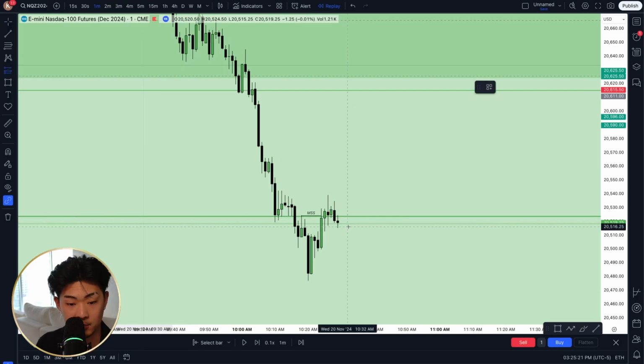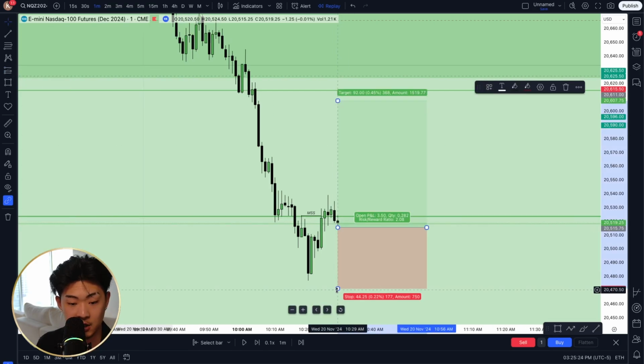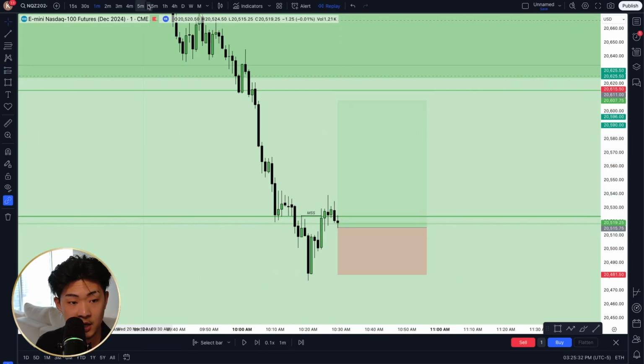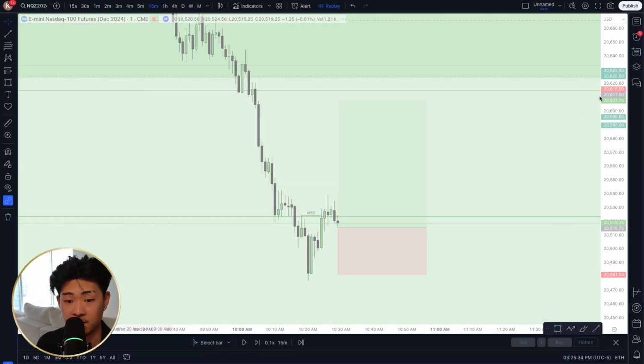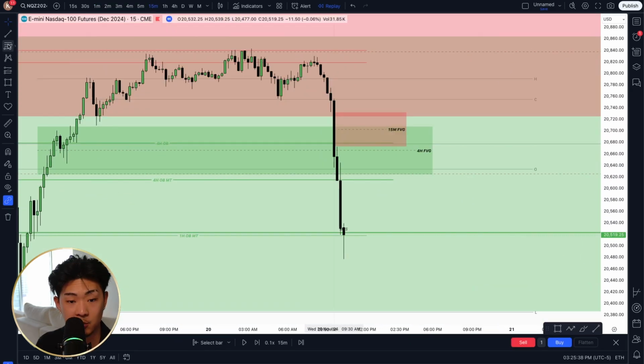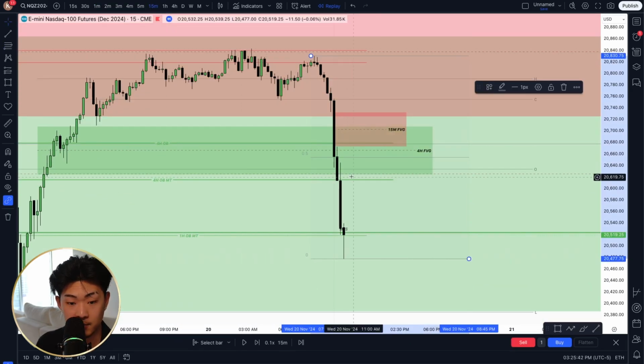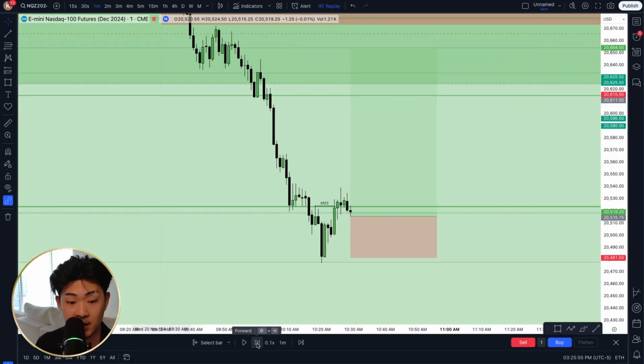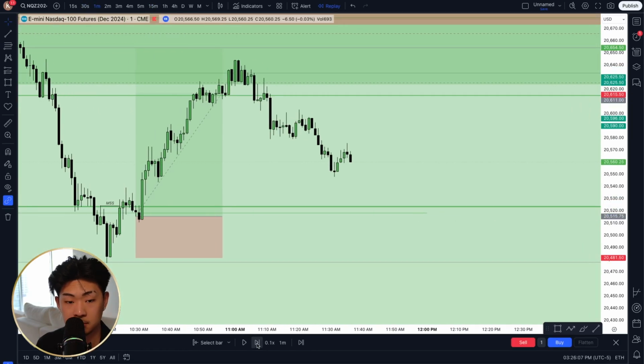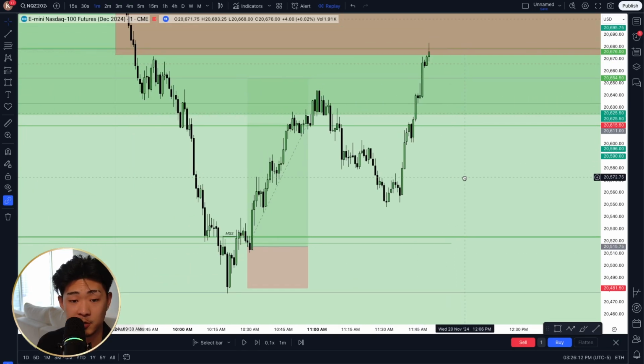So I can go ahead and place my long position, stop loss. I'm going to put below this candle, and I'm going to go ahead and target a 15-minute equilibrium. We're going to go ahead and take this drop, and I'm going to target that midpoint right there on the equilibrium. Let's see how this plays out. And you can see beautiful delivery to that target.